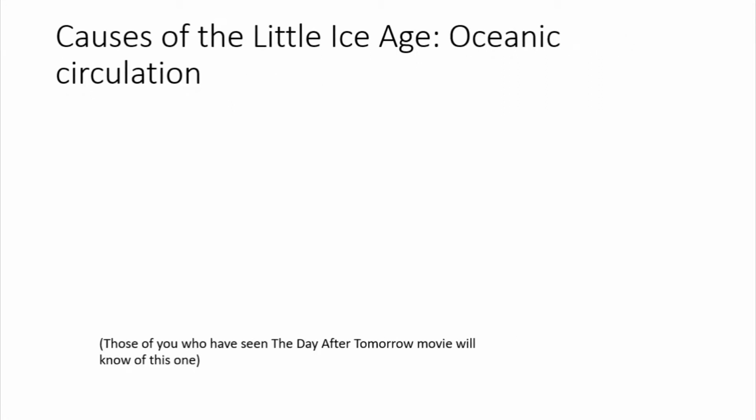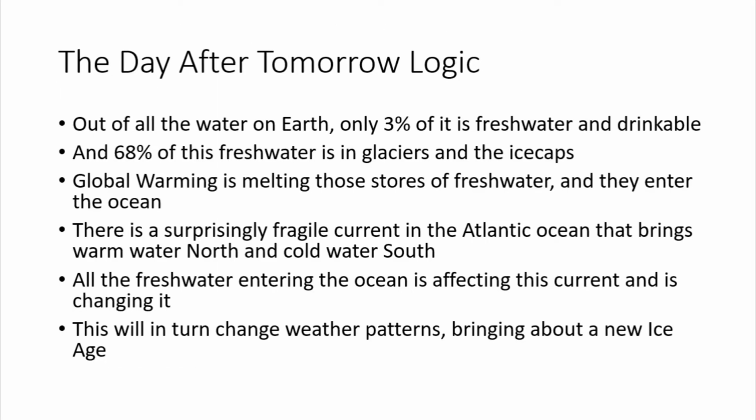Next one, oceanic circulation. I was going to include a picture of the movie The Day After Tomorrow, but due to copyright reasons, I can't. But the logic of the movie is that out of all the water on Earth, 3% is fresh water and drinkable. 68% of this fresh water is locked in glaciers and ice caps. But because global warming is melting those stores of fresh water, they enter the ocean.